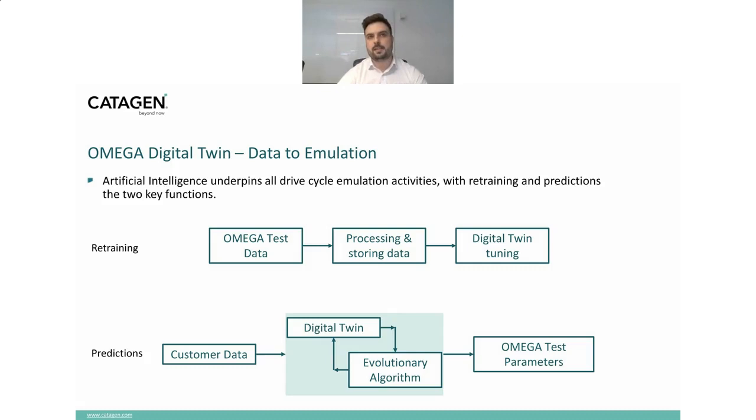Whenever we think about predictions, the testing on the Omega reactor effectively receives a set of test inputs. We quite colloquially call this a test recipe. It's effectively a set of instructions that the reactor can follow to complete the test. So really the AI is there to support the predictions that generate those test parameters. Basically we feed in the test profile, and this feeds into our AI, which is in the green square, and then effectively that spits out a set of test parameters.